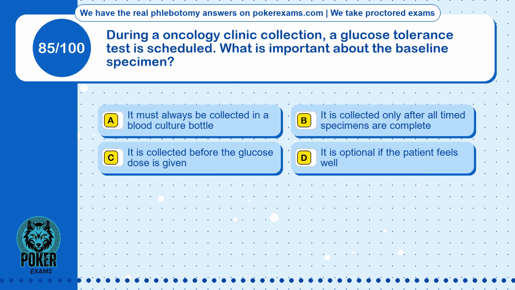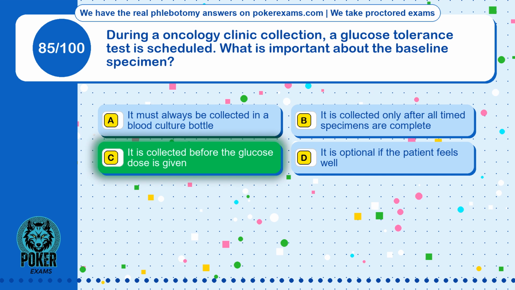Question 85. During an oncology clinic collection, a glucose tolerance test is scheduled. What is important about the baseline specimen? Option A. It must always be collected in a blood culture bottle. Option B. It is collected only after all timed specimens are complete. Option C. It is collected before the glucose dose is given. Option D. It is optional if the patient feels well.